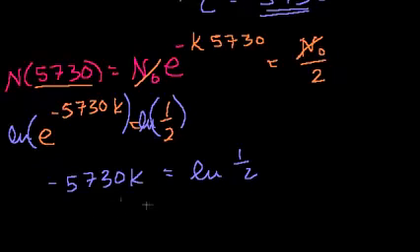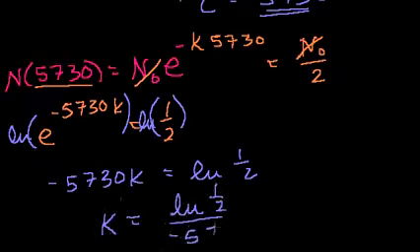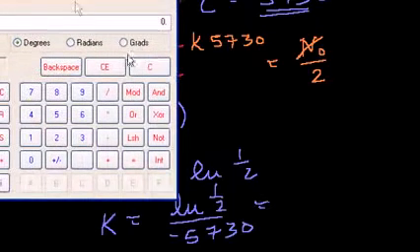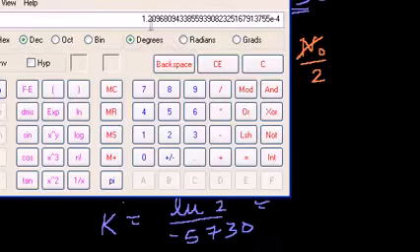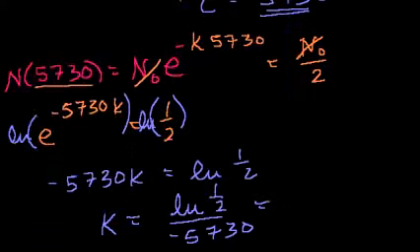And so to solve for k, we could just say k is equal to the natural log of 1/2 over minus 5,730, which we did in the previous video. But let's do that again here for those of you who might have skipped it. So if you have 0.5, take the natural log, and then you divide it by negative 5,730. You get 1.2 times 10 to the minus 4.